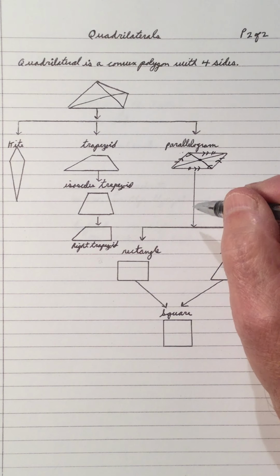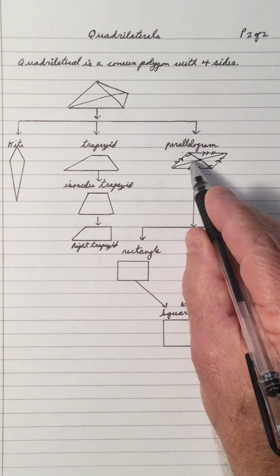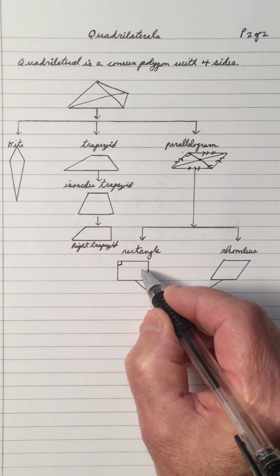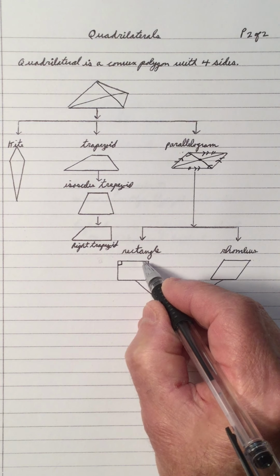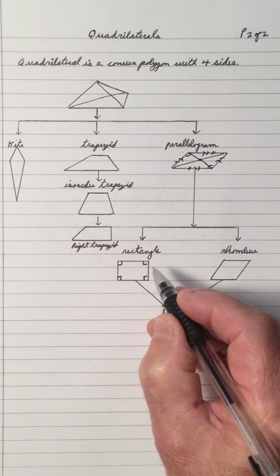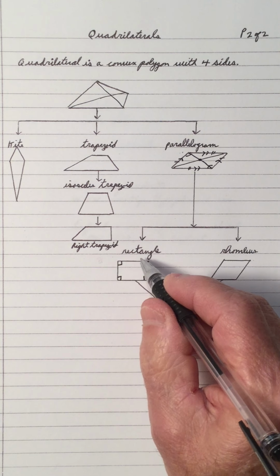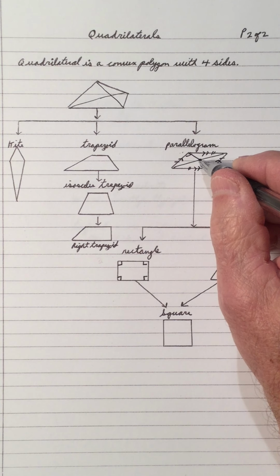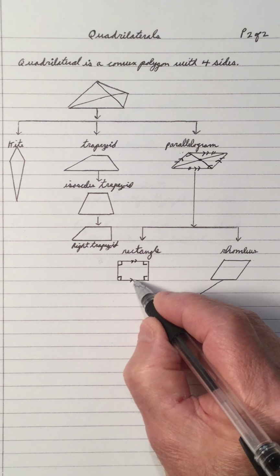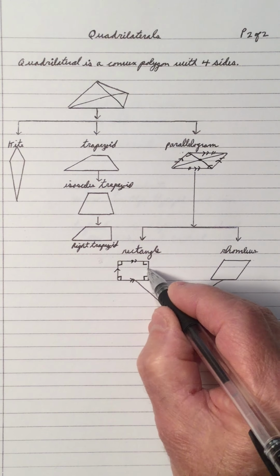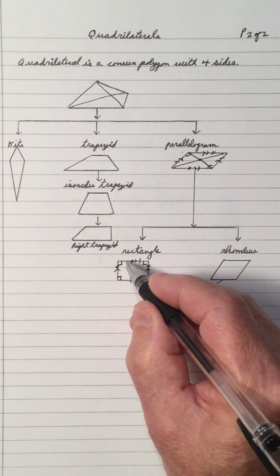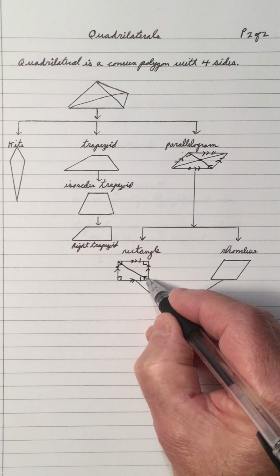If you take a parallelogram and go further, if you make a right angle, then you get a rectangle. Or a rectangle could be classified as a quadrilateral with four right angles. So the properties of a rectangle are also the properties of a parallelogram, in that opposite sides are parallel to each other, opposite sides are equal, and the diagonals bisect each other.